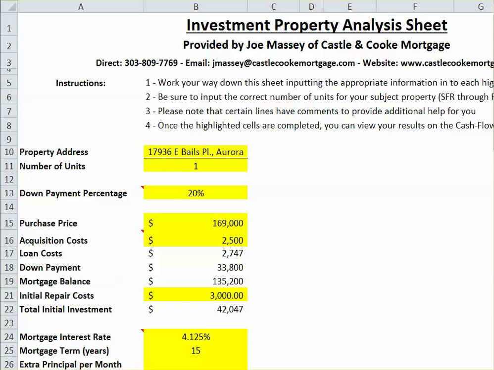So what I want to do is actually walk through a property that a client of mine bought recently, a real property in Aurora, Colorado, and I entered the information into this worksheet. I'm going to go line by line real quick. I'm going to show you what you do to enter the information, and I'm going to show you the results and the power of this worksheet.